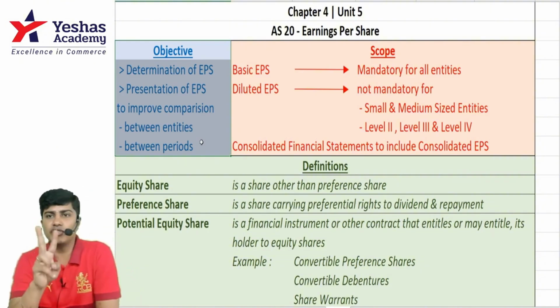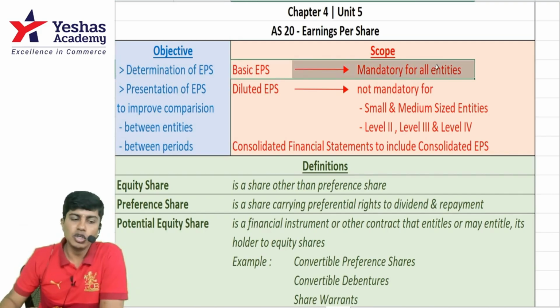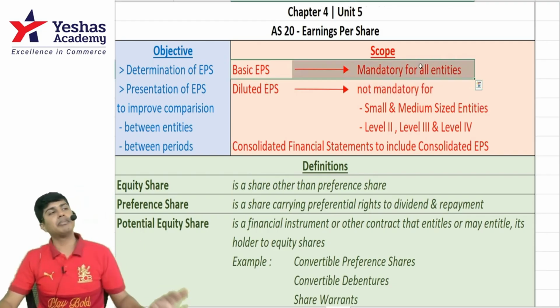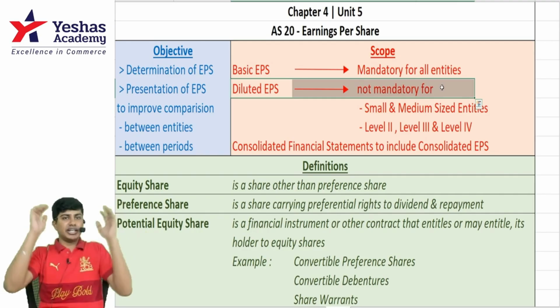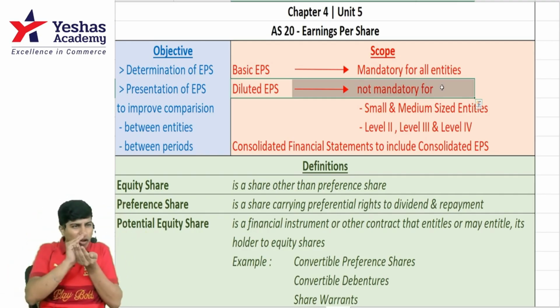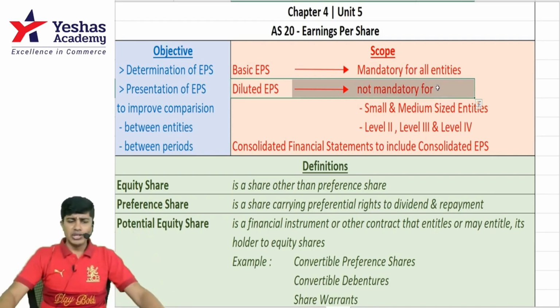There are two kinds of EPS that we talk about in this standard. One, basic EPS. Two, diluted EPS. Basic EPS is applicable for all companies and everyone should do. Diluted EPS is only for large entities. Big companies should do, non-MSMEs and large entities. Small and medium companies, SMCs, need not do diluted EPS. We'll come to diluted EPS also later.